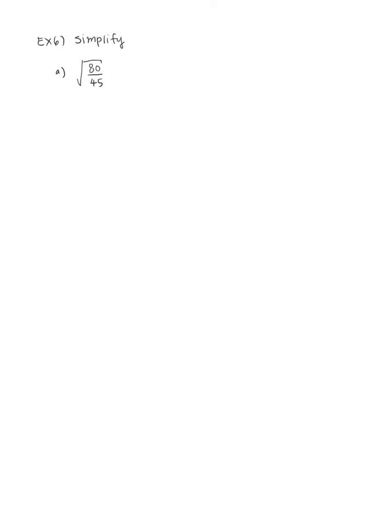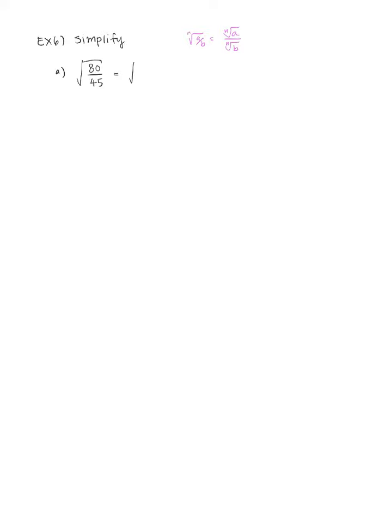Simplify square root of 80 over 45. Okay, so first, before we do anything, first notice that nth root of a over b is nth root of a over nth root of b. But even before that, notice that I could simplify the radicand a little bit because 80 and 45, I think 5 will go in. So first, I'm going to simplify as much as I can.